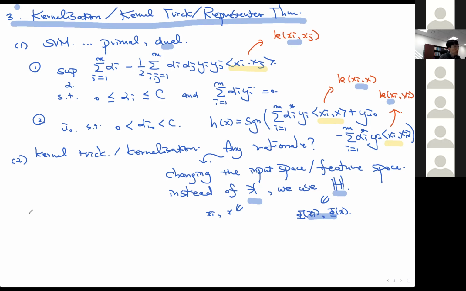Okay, so that's what's happening. But now you may ask further. You may think, okay, this is a bit like we are originally designing an algorithm on X, and then in a sense we are replacing X by H. But you may think about designing an algorithm directly on H.